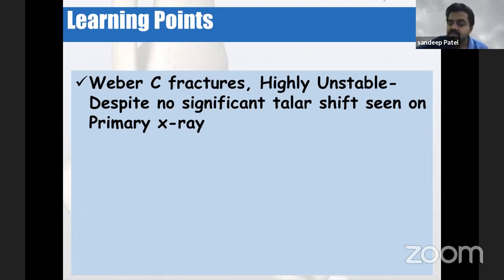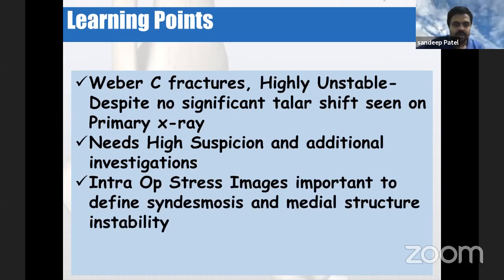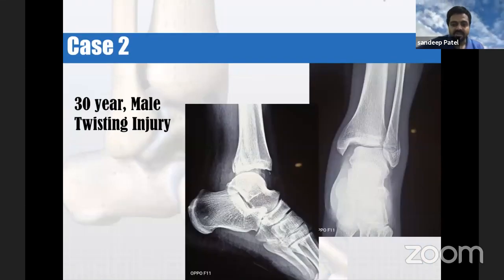Weber C fractures are highly unstable despite no significant talar shift seen on the primary X-ray. They need a high index of suspicion and additional investigations. Intraoperative stress images are something which we all should know, and they define the syndesmosis and the other medial structure instability. Despite no fracture visible, reconstruction of the ankle ring is essential to attain stability. So let's move to another case.